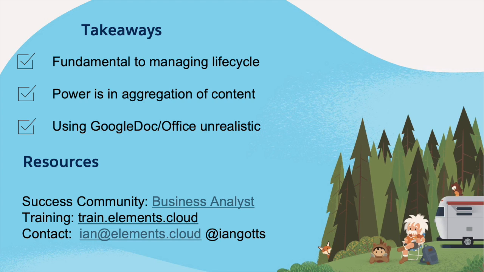So some key takeaways. First of all, it's fundamental to managing the life cycle to get a handle on all these different types of documentation. The second takeaway is the power is in the aggregation of all this content. If you just see a user story in isolation, you have one bit of the picture, but you see the user story connected to a requirement, a process map, the metadata item, and any supporting documentation. That's the gold dust. And finally, using Google Docs or Microsoft Office is unrealistic. Absolutely, you can do that, but the cost overhead in terms of time and inaccuracy probably doesn't make it worthwhile.